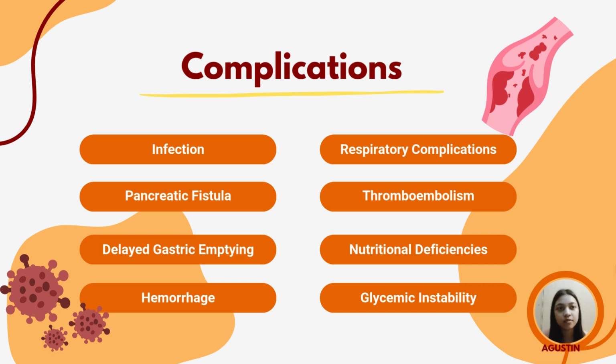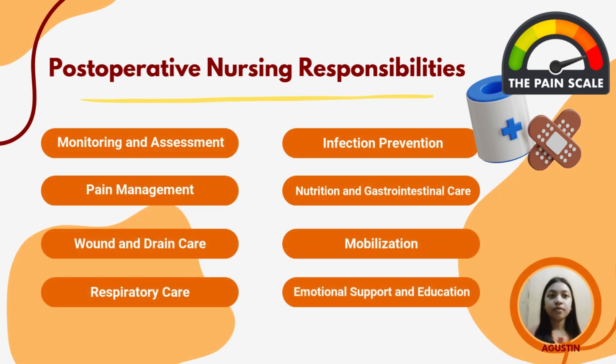Then last but not the least is we have the glycemic instability, whereas resection, as I have said earlier, it can impair insulin production, leading to diabetes or difficulty controlling blood glucose. For the post-operative nursing responsibilities, halos same lang naman siya sa mga nabanggit ko kanina sa mga considerations. So first is we need to monitor and assessment. Of course, hindi mawawala yan. Then pain management, wound and drain care, respiratory care, infection prevention, nutritional and gastrointestinal care, mobilization, and last but not the least is to provide emotional support and education.